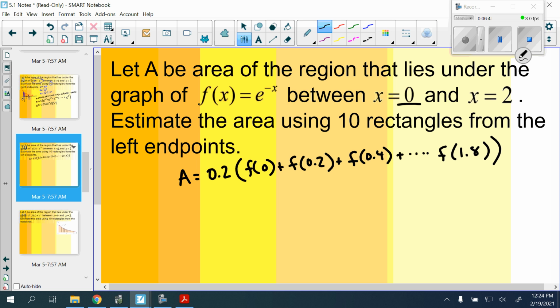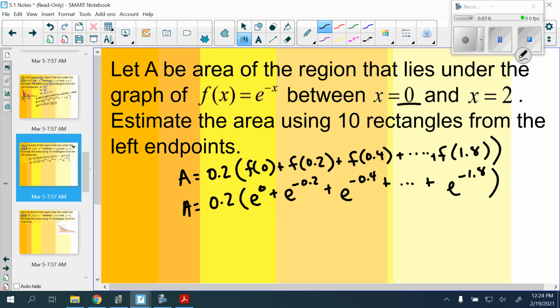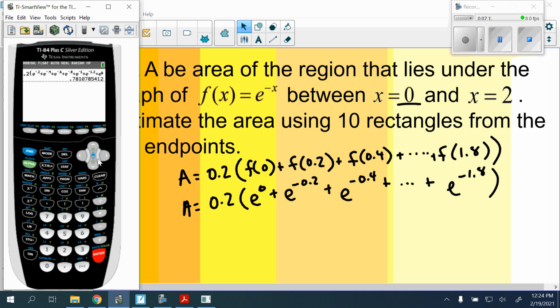So now we want to put that in our calculator, knowing again that we are putting these values in. So it's going to be e to the 0 on the first one, plus e to the negative 0.2, plus e to the negative 0.4, all the way till we get to e to the negative 1.8. One thing to speed that up a little bit on your calculator, since we're basically inputting a very similar thing here, if you go back up to that statement you already had and hit enter on there, it'll copy and paste that.